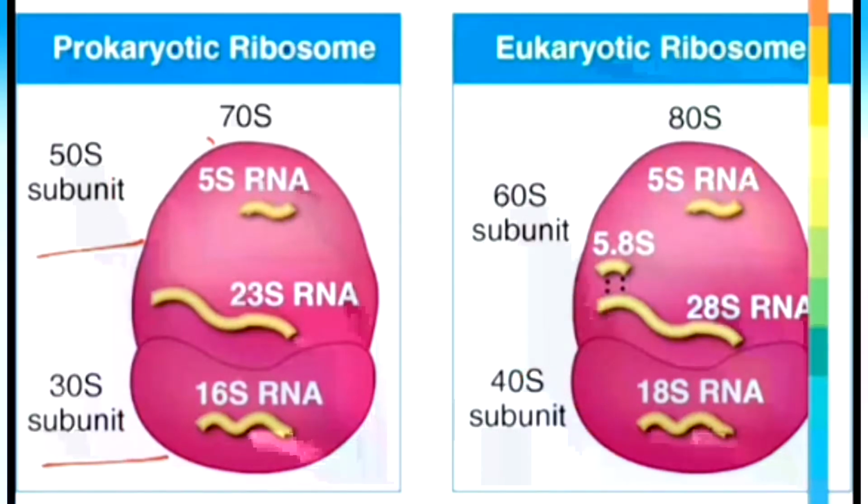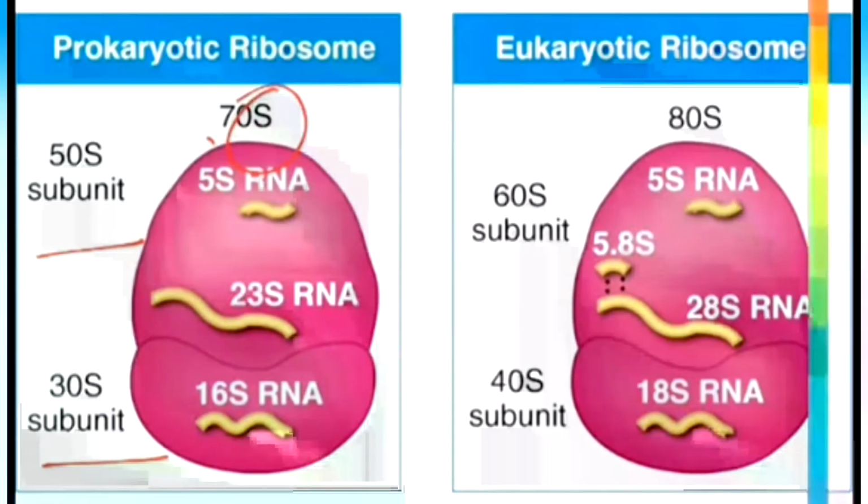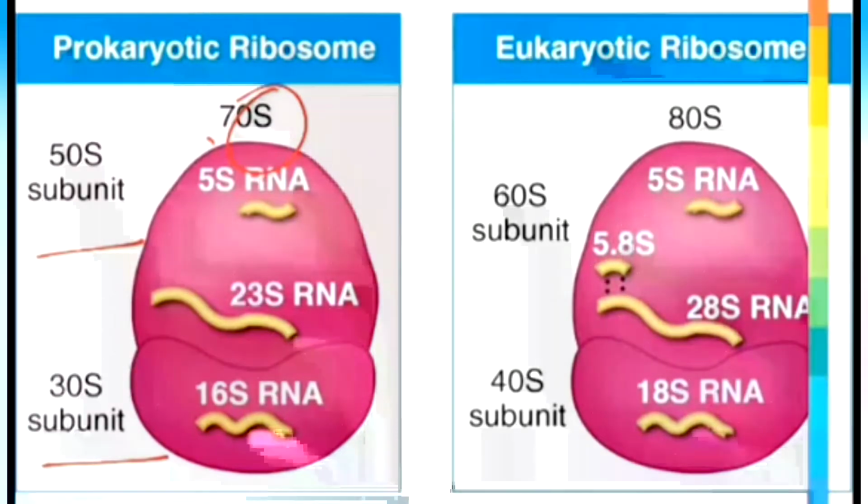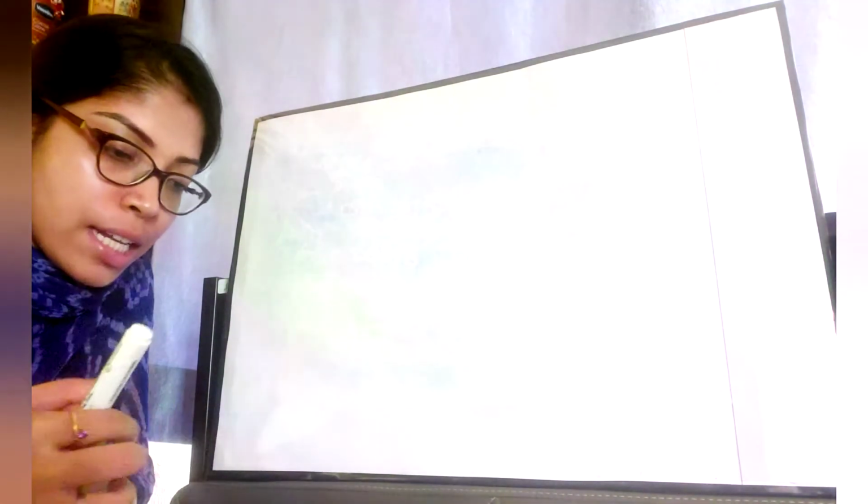So I hope this classification of ribosomes according to sedimentation coefficient S is clear. As I said, this S is the sedimentation coefficient. It is also known as Svedberg constant or unit. According to that, the ribosomes are of two types: prokaryotic ribosome, which is 70S, and eukaryotic ribosome, which is 80S. So now that we have discussed the structure of ribosome and the different types of ribosome, 70S and 80S, let's talk about its function.